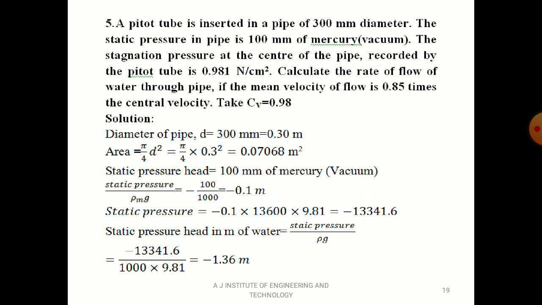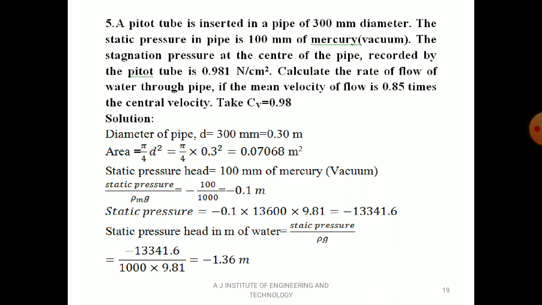So there's a pipe of diameter 300 mm, so that is D equal to 300 mm, or that is equal to 0.3 meter. Static pressure in the pipe is 100 mm of mercury. H static is given as 100 mm of mercury, that is vacuum, so it is minus 100 mm of mercury. The stagnation pressure at the center of the pipe recorded by the pitot tube is 0.981 Newton per centimeter square. Stagnation pressure is given, so you have to calculate the stagnation pressure head. Calculate the rate of flow of water through the pipe, that is Q. If the mean velocity of flow is 0.85 times the central velocity, V bar equal to 0.85 into V. Take CV equal to 0.98.